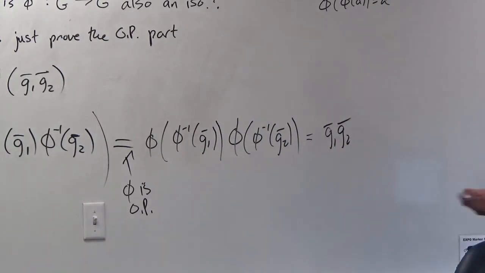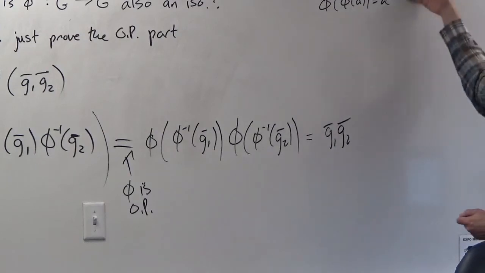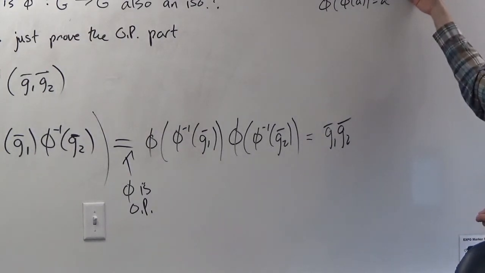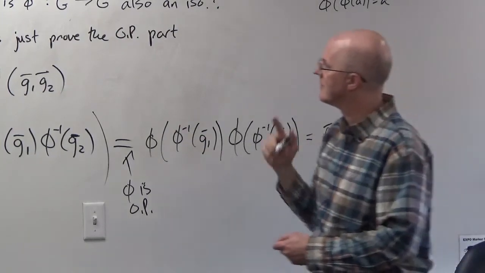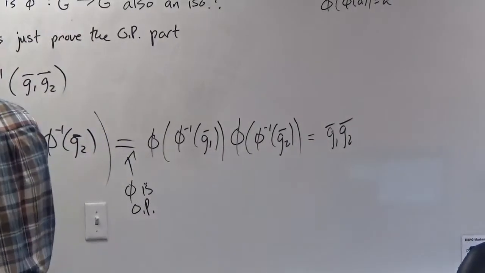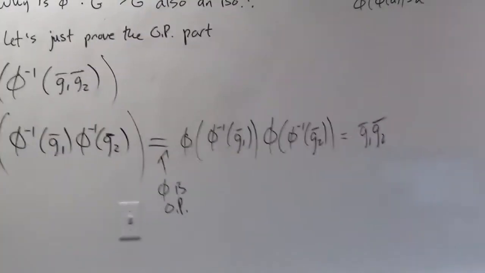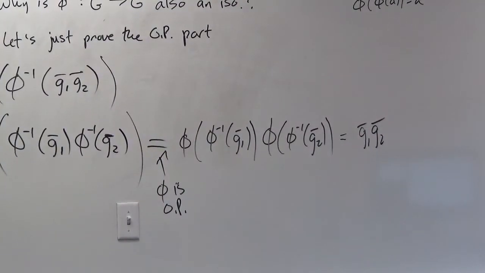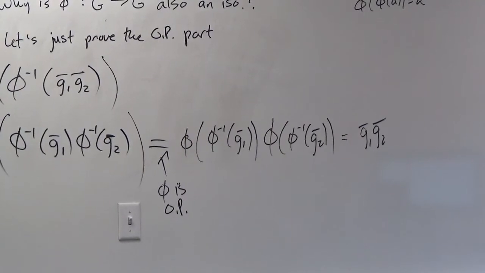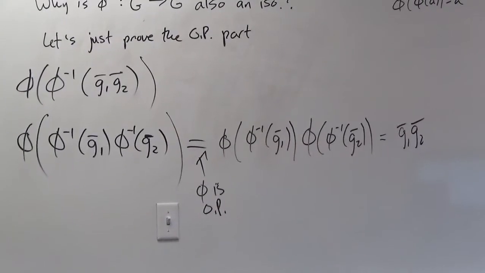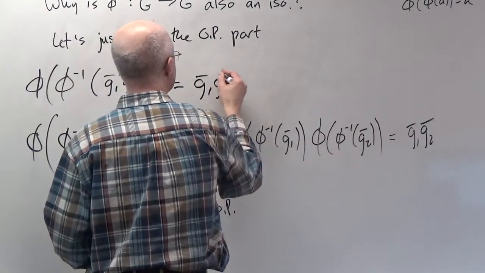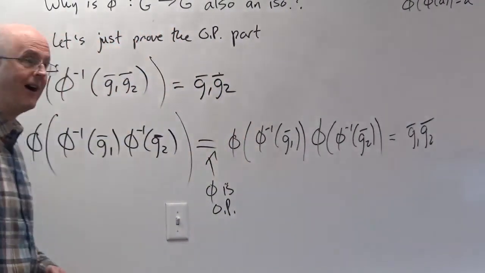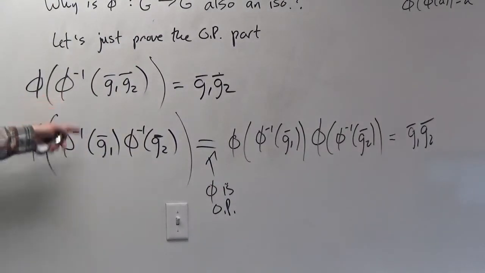Because phi and phi inverse are inverse functions, these equations hold. What happens when I apply phi to this? Use the fact that phi and phi inverse are inverse functions right away. This is G1 bar times G2 bar. I get the same image for these two things when I apply phi.